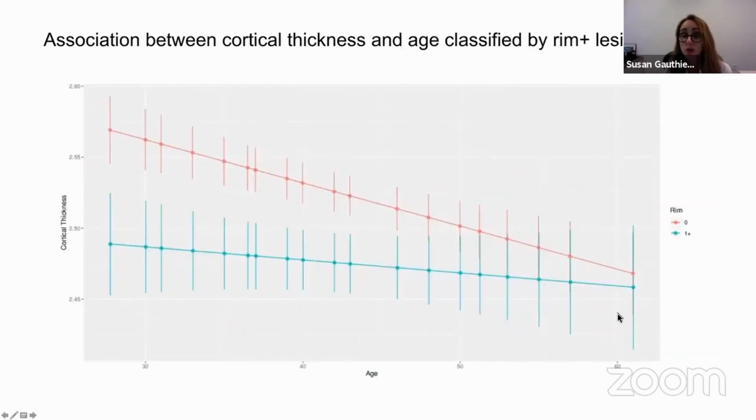When we looked at cortical thickness, controlling for age, we can see that patients with just one rim positive lesion have more cortical thinning, suggesting more of a neurodegenerative component to their disease. But by the time they're about 45 years of age or so, age seems to dominate this relationship.